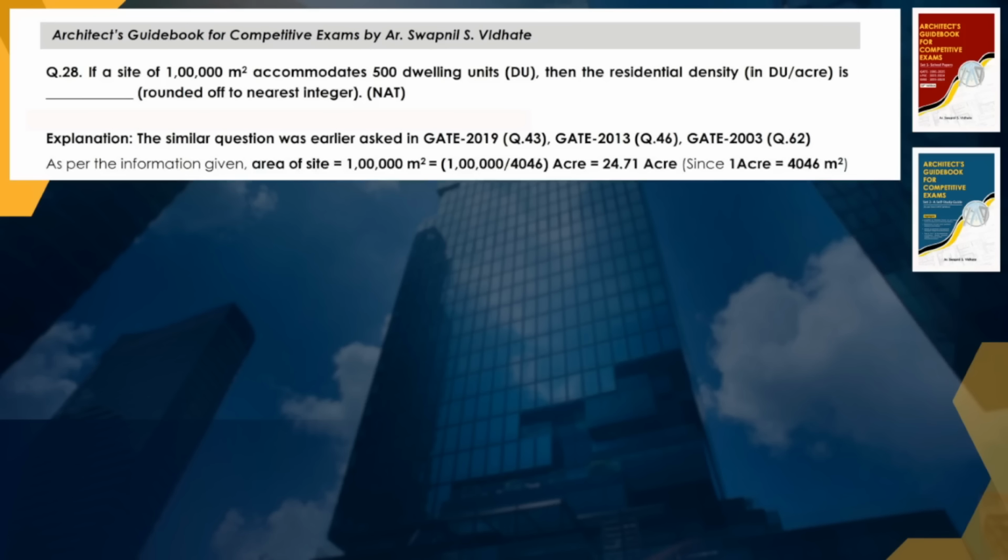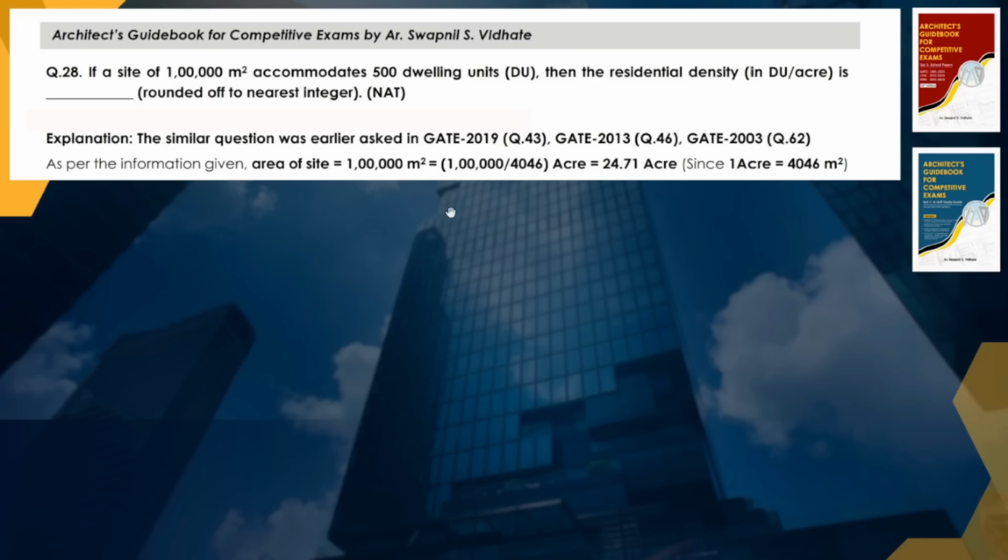So we have multiple times discussed the conversion of square meter to acre. The area of the site which has been provided is 1 lakh meter square. So simply we will divide 1 lakh by 4046, reason being, 1 acre is equal to 4046 meter square. First we will find the area of the site in acres, and then simply divide the 500 dwelling units by that area. You will get the dwelling units per acre.